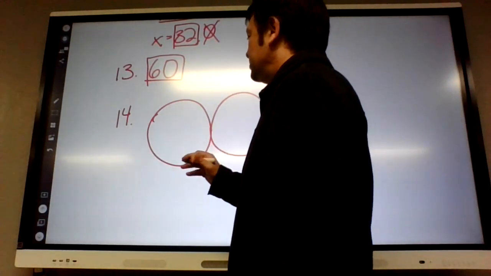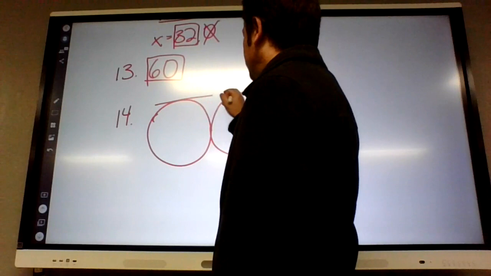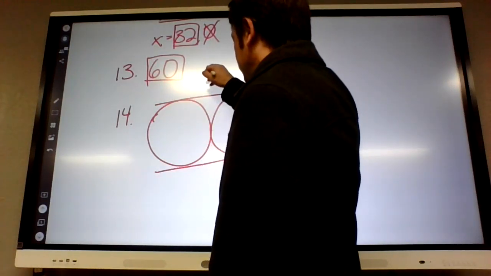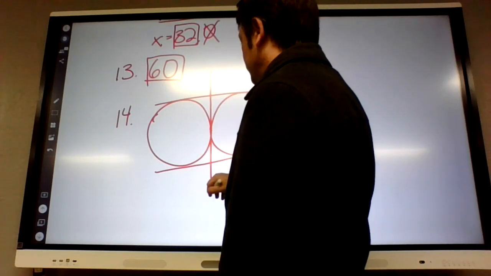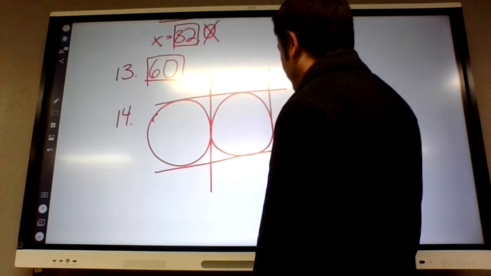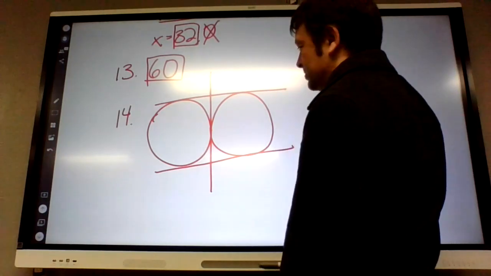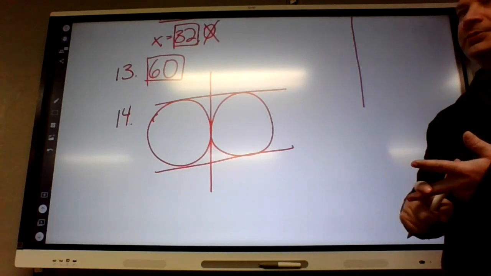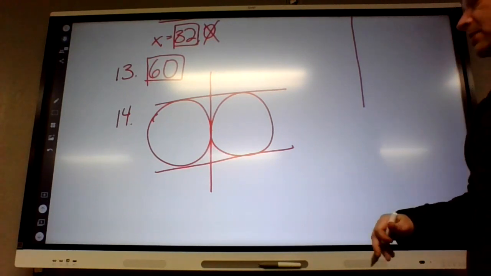One, two, three. Two, three, four, five. Okay, is this a common tangent? No. So three. Okay, it's gotta be tangent to both circles at the same time.